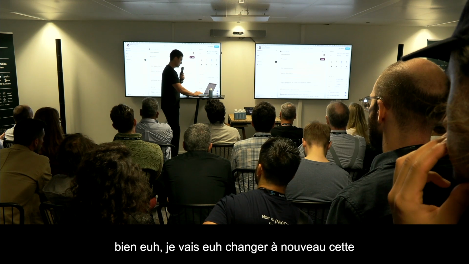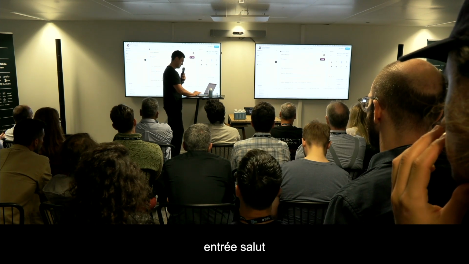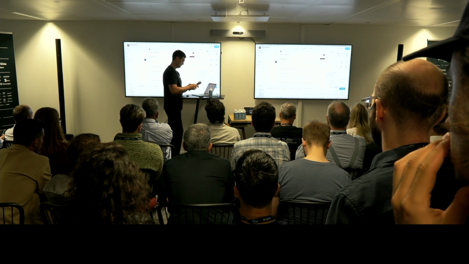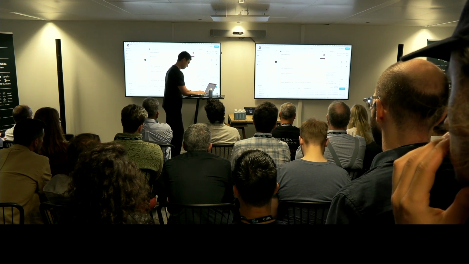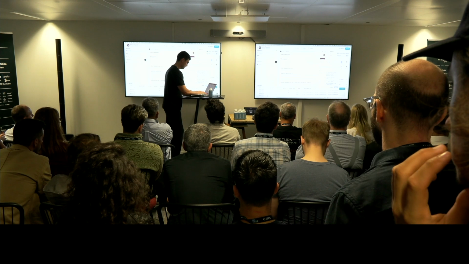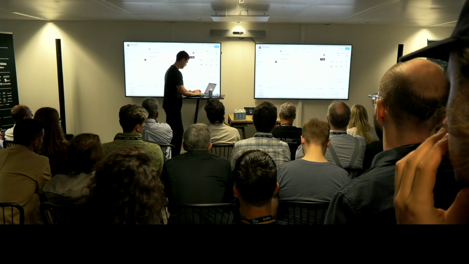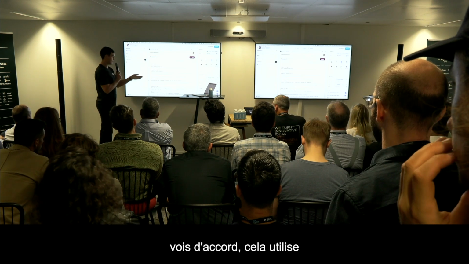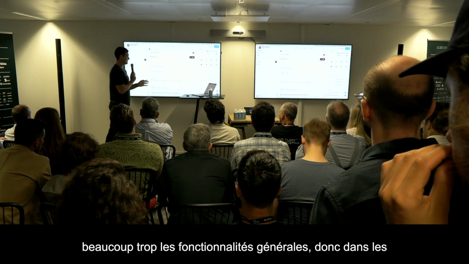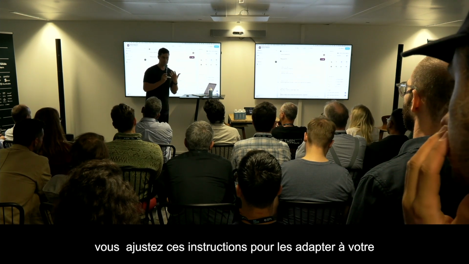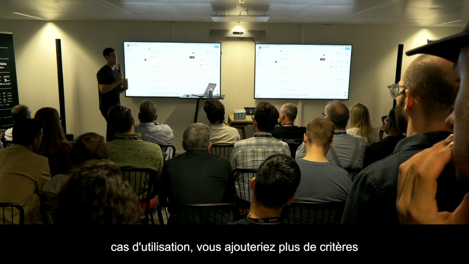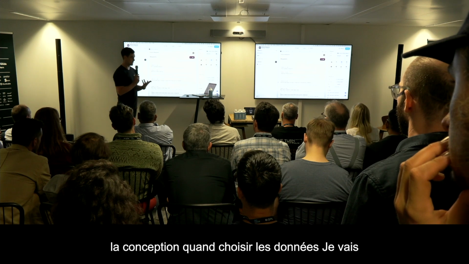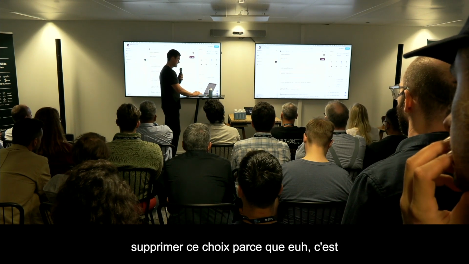I'm going to change this input again. I added a new category called general features as I'm going through and seeing, okay, it's using general features way too much. So in the instructions, as you tune them to fit your use case, you would add more criteria explaining when to pick UX, when to pick design, when to pick data. I'm going to remove that choice because it's being abused.